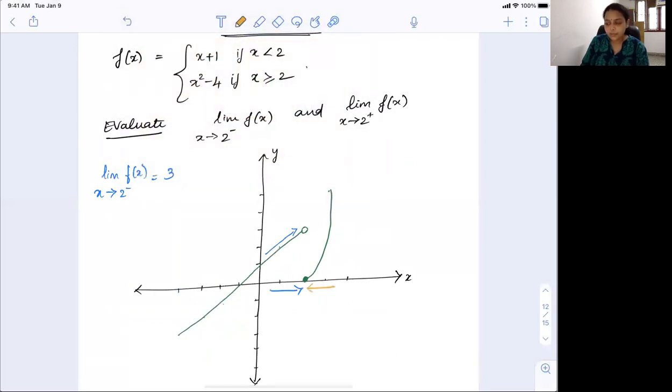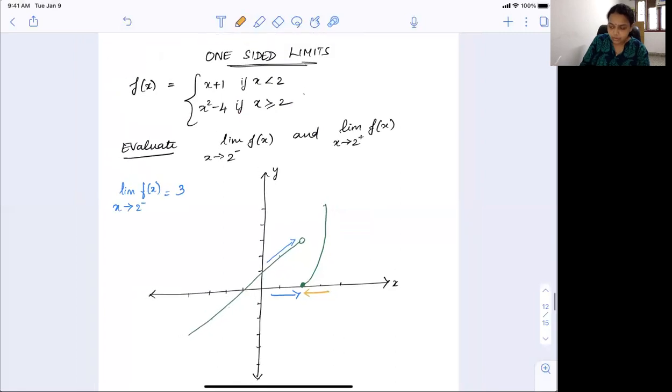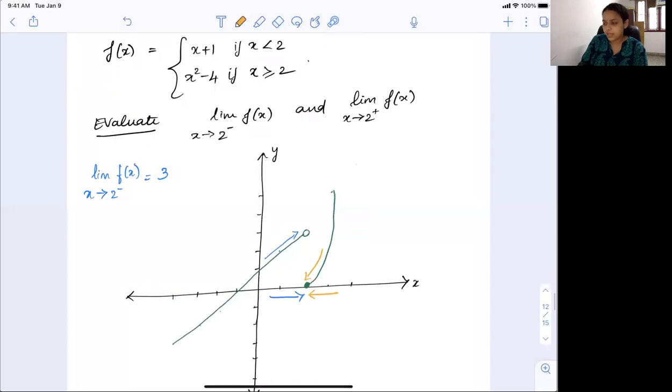Now, what happens to the limit when we approach x is equal to 2 from the right-hand side? Well, when we approach 2, we're going to be looking at this part of the function, and that functional value is approaching 0. So the limit of f of x as x tends to 2 from the right-hand side is given by 0.